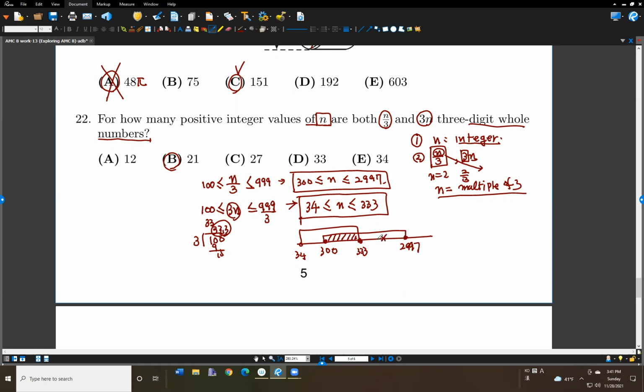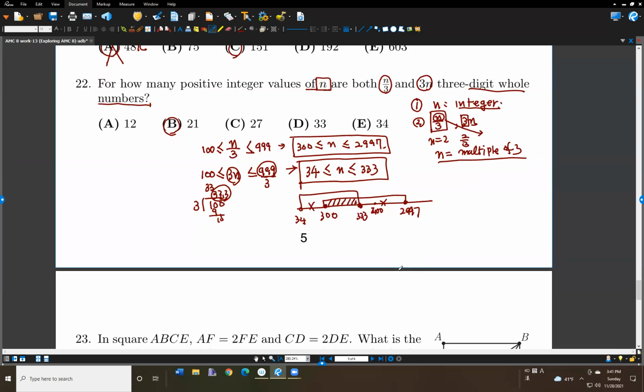This is not working. But this number, when you choose 400, okay, this is okay. But when you have 400 times 3, what is it? More than 999. That is a 4-digit number. All right. So the number should be 300 to 333.